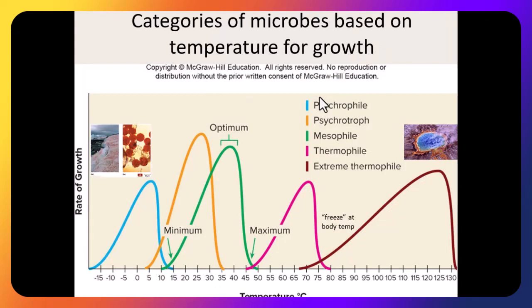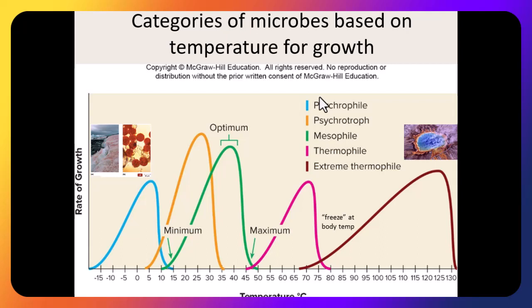Now, depending on the different types of temperature they grow best at, we can group different types of prokaryotes into psychrophiles, psychrotrophs, mesophiles, thermophiles, and extreme thermophiles. Again, they all have that phile or phil in it, which means they like something. So a psychrophile or a psychrotroph. Psychro means cold. I always think you're psycho if you like the cold. So psychro means cold.